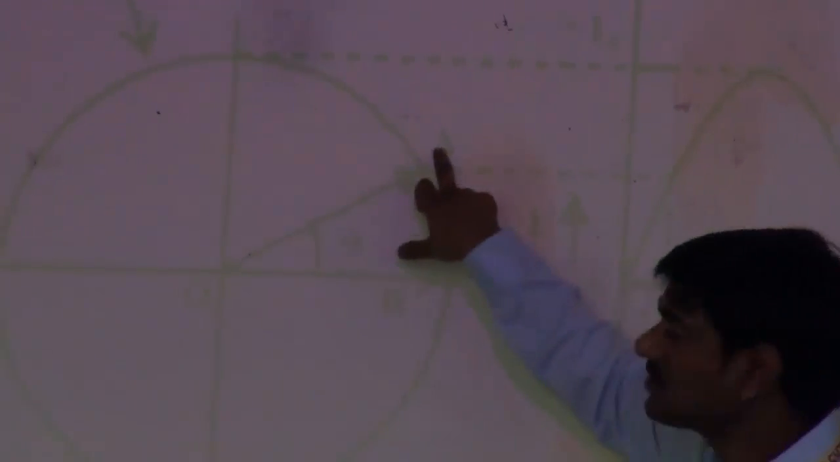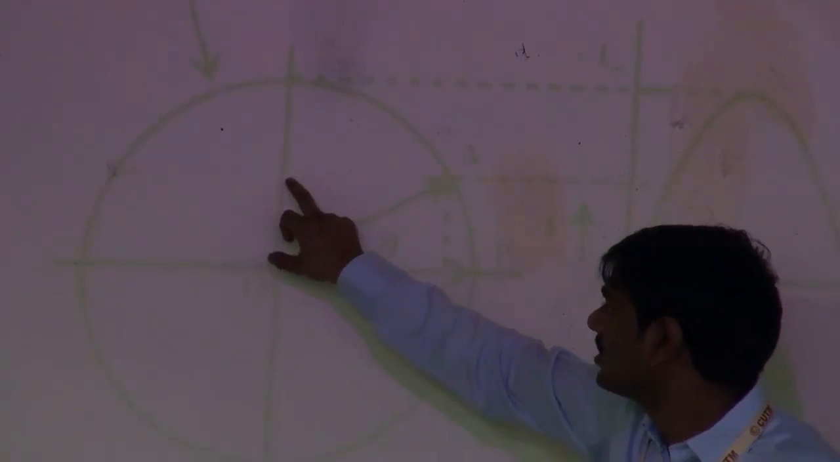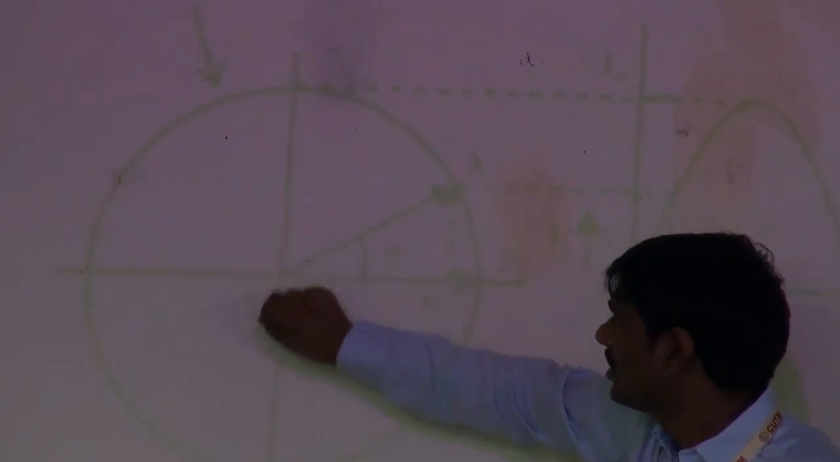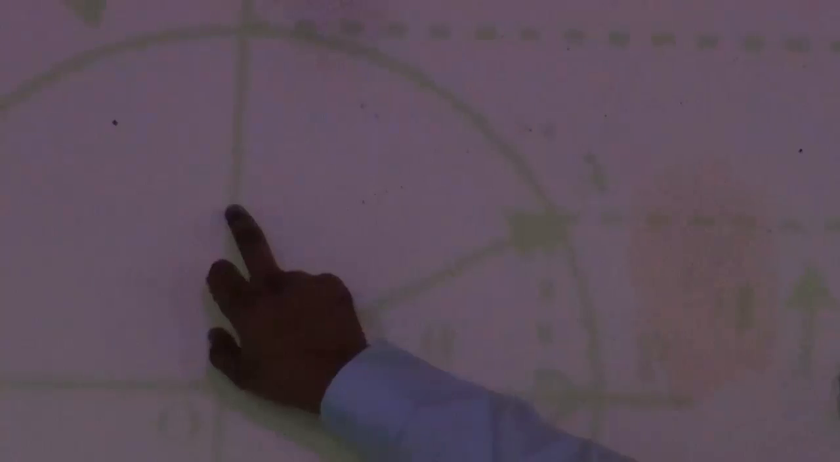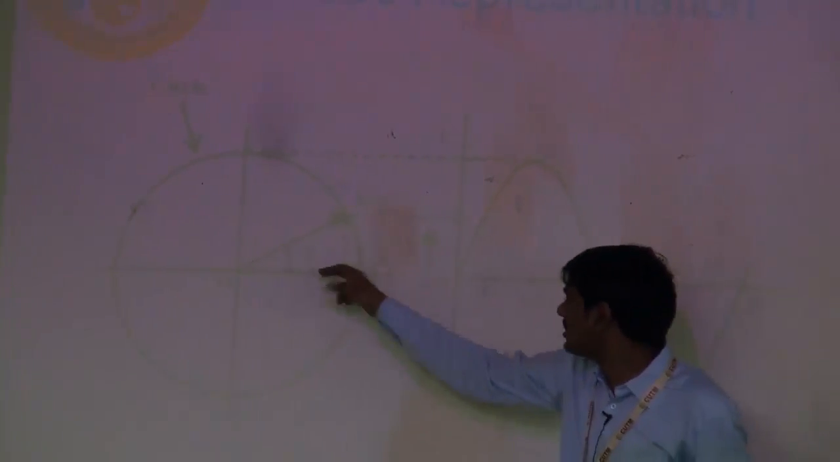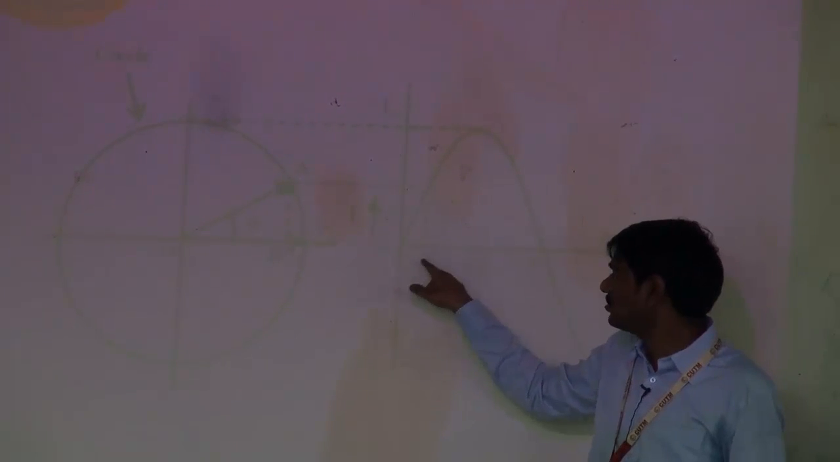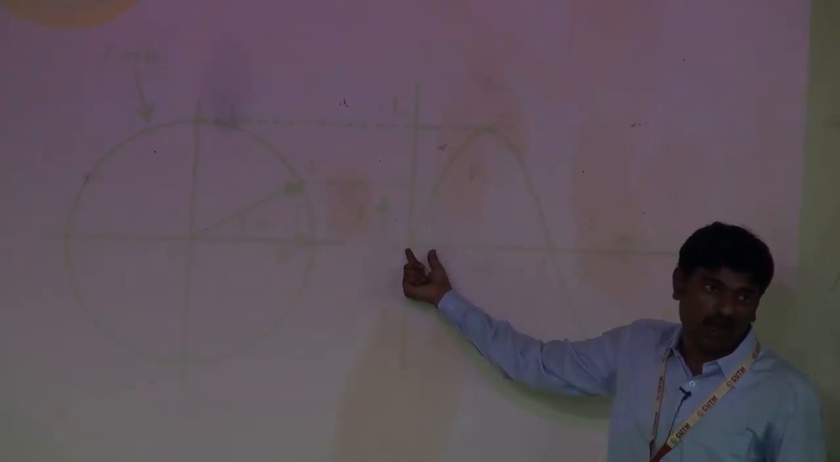So if we draw a horizontal line from this point to here, the magnitude of OB at this point is B. OB is equal to the magnitude of the instantaneous value occurring at this point. And this theta is the phase. Here, 0 to theta is the phase of the alternating quantity at this instant.